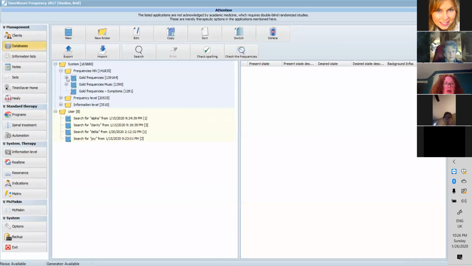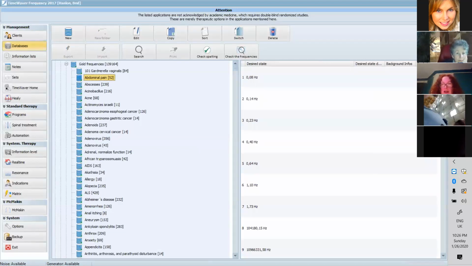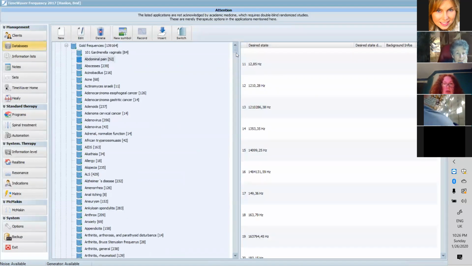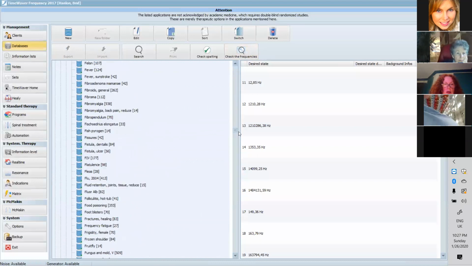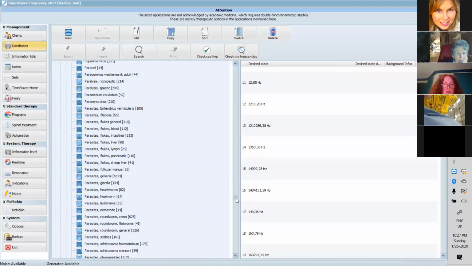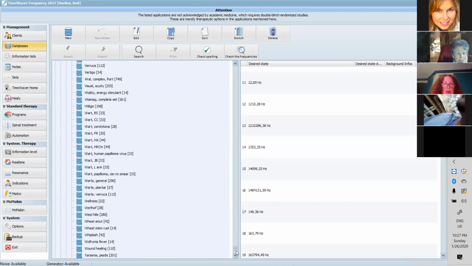So where do we get these frequencies from? Nuno Nina shared with Timewaver his frequencies, and altogether there are 139,000 gold frequencies for all of these various conditions. For example, for abdominal pain, there are 52 different frequencies. There they are, just as an example. So we go down this list, and there are so many. I have to go quickly just to give you a real taste of what's in the database. And that database is available in your Healy, not for you to see, but for an information field analysis to use to determine which frequencies you need.